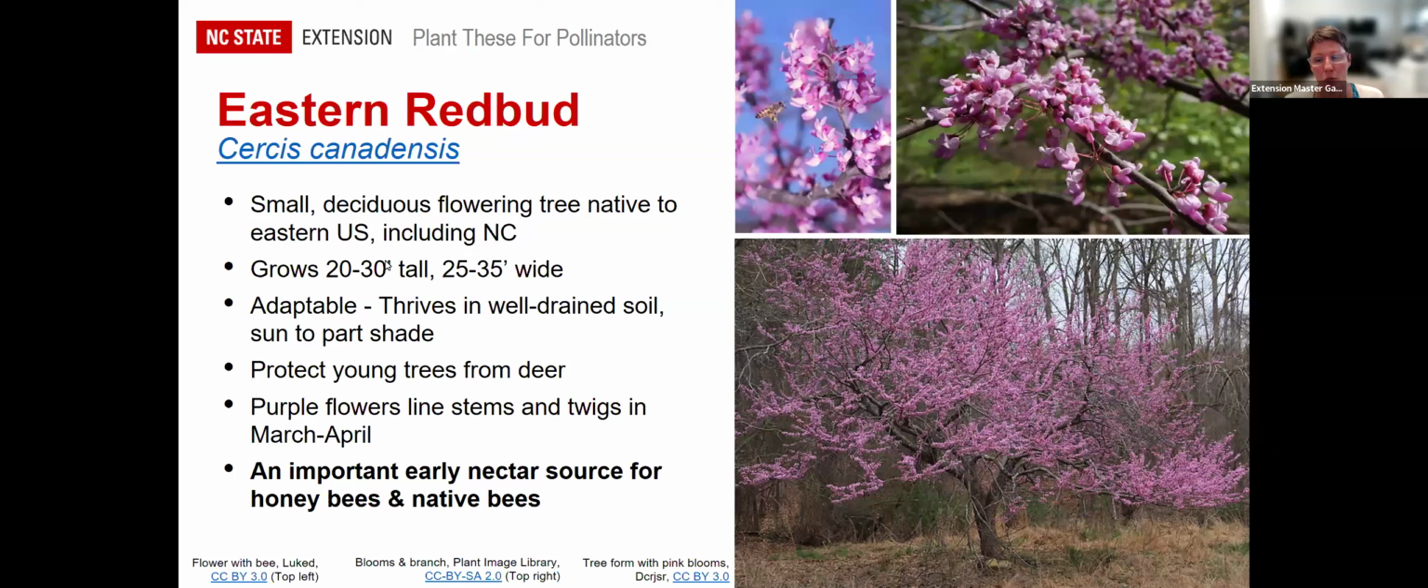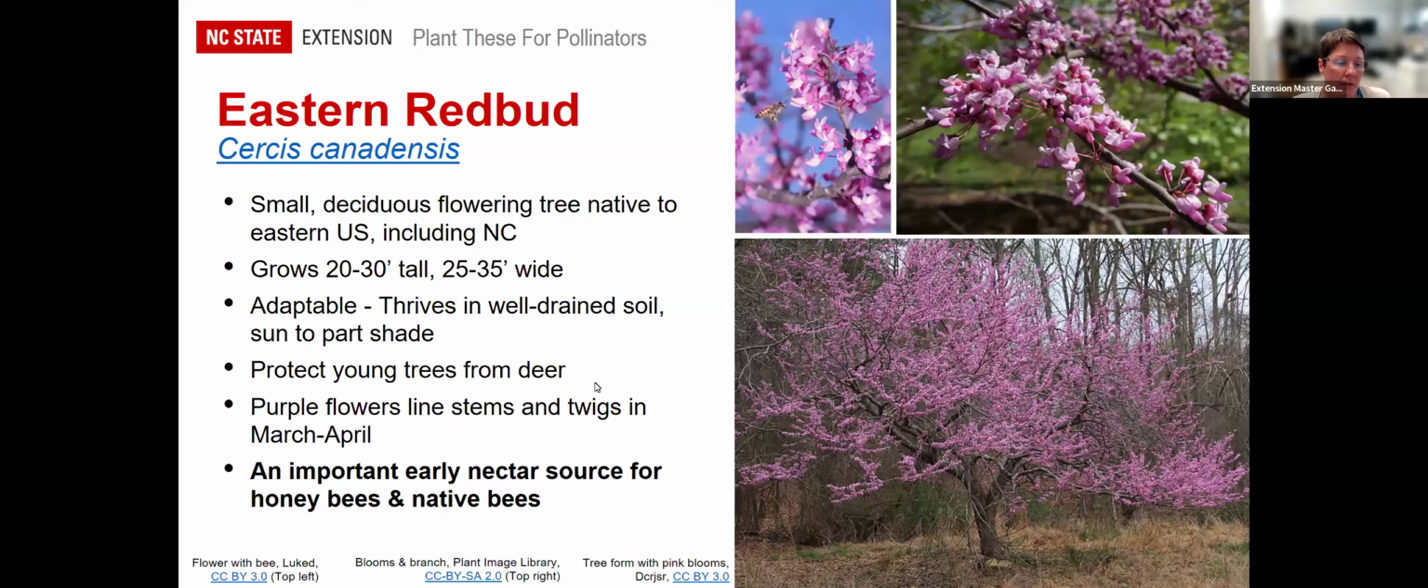So make sure you have enough room when you do place it in your landscape for it to grow tall and wide. It's very adaptable. It will tolerate a range of soils, really anything other than extremely wet and extremely dry, but it's going to thrive in well-drained soil and sun to part shade. It also tolerates a wide range of pH. So whether you have a higher pH or a lower pH, it's pretty adaptable there.